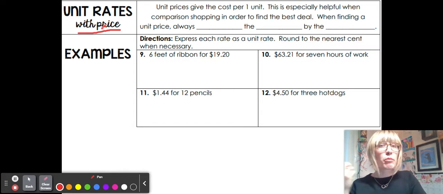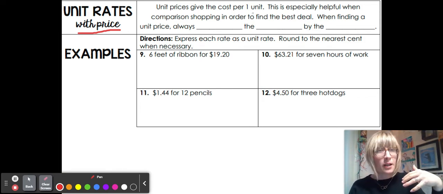So it says unit rates with price. So unit price gives the cost per one unit, right? Really helpful when comparison shopping. We're going to get into some better buys in order to find what is the best deal.